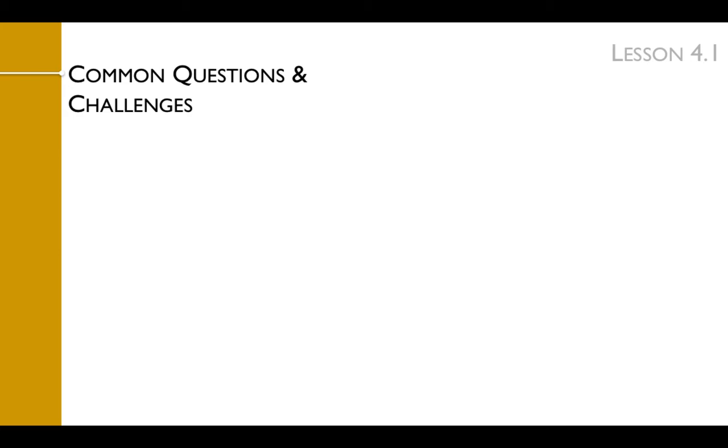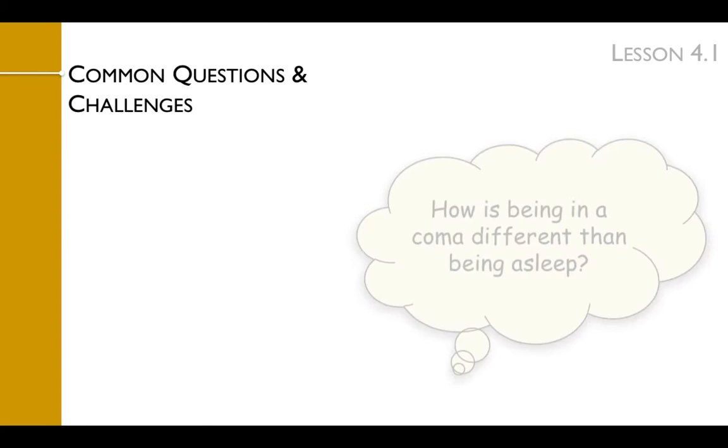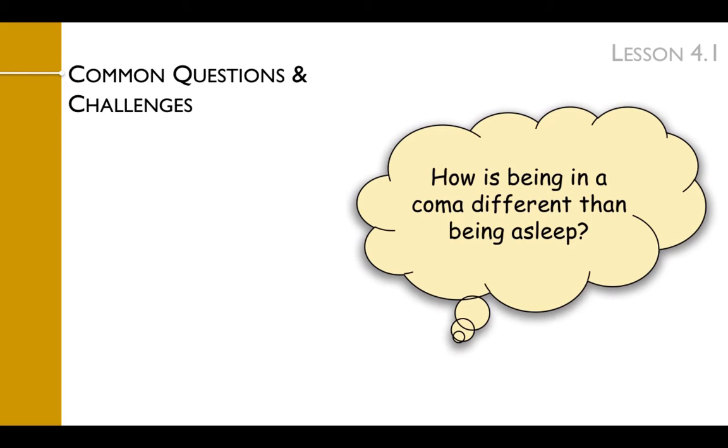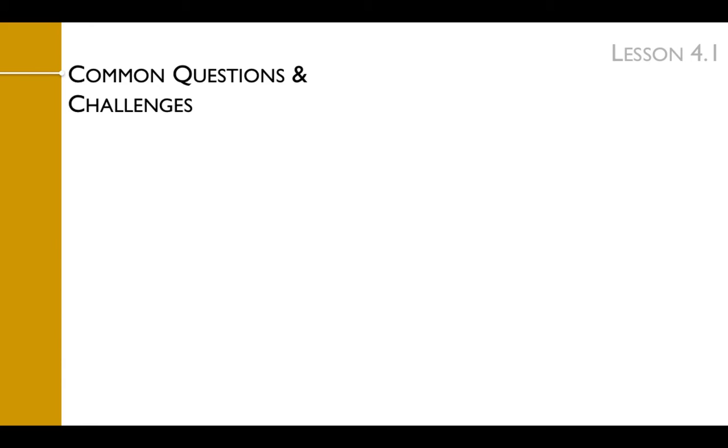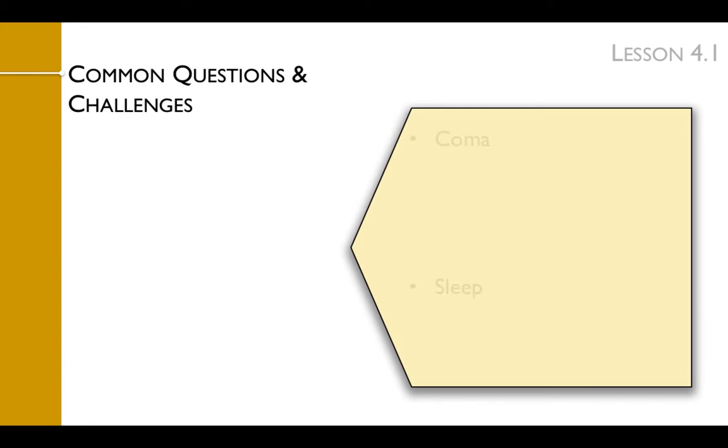Usually at some point within this lesson, and if not in this lesson, at some point within this unit, someone asks, how is being in a coma different from being asleep? While someone in a coma might look like they're asleep, being in a coma is actually a very different state than being asleep. Some of the key differences are that patients in a coma will not open their eyes, not even when intense noxious stimuli are applied, yet these same stimuli will actually awaken someone who is merely sleeping.